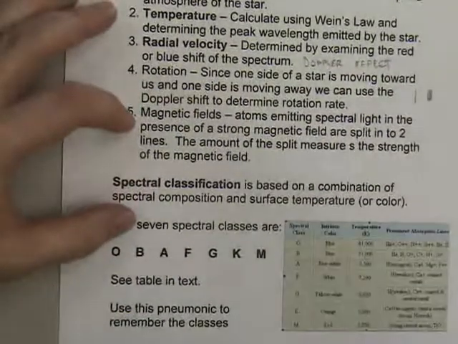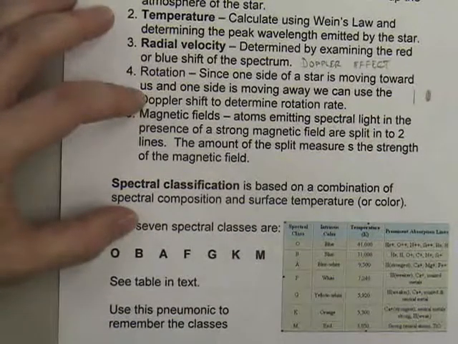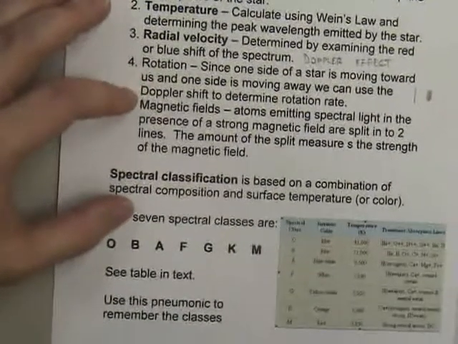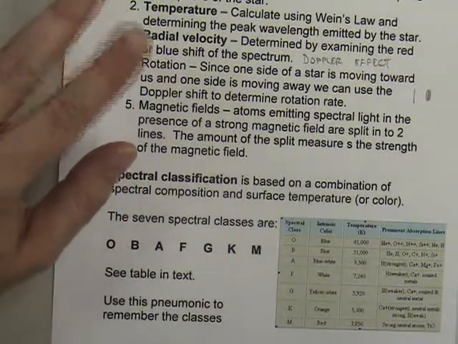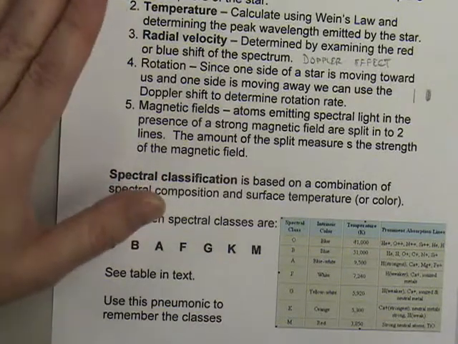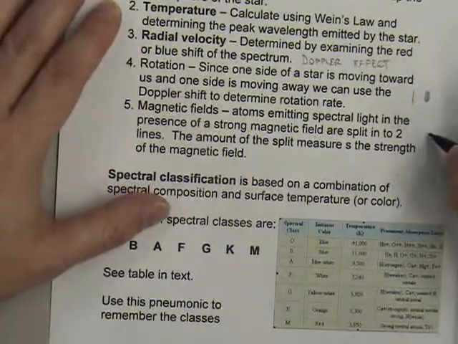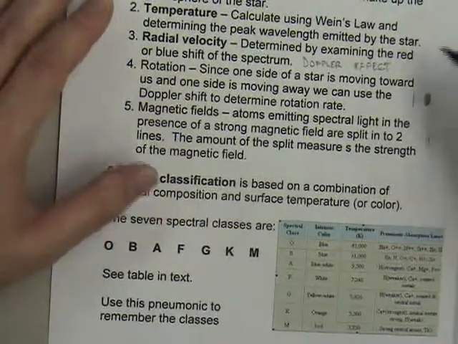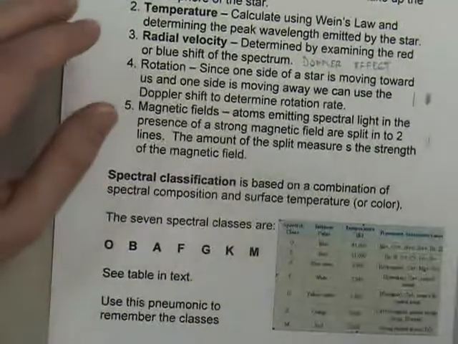Magnetic fields can be revealed because when you put an atom, which is either absorbing or emitting spectral lines, in a magnetic field, it causes the spectral lines to split. So where normally if there was no magnetic field, you would see a single line, oftentimes you'll see double lines. And those reveal the magnetic strength of the magnetic field of the star.